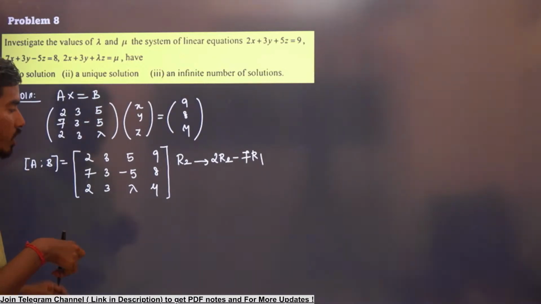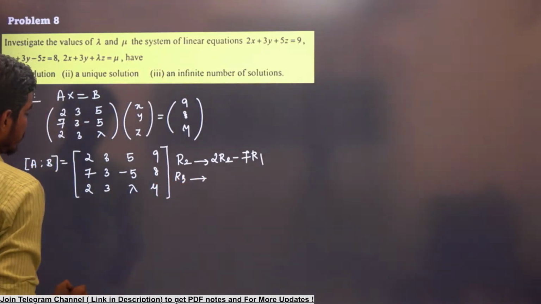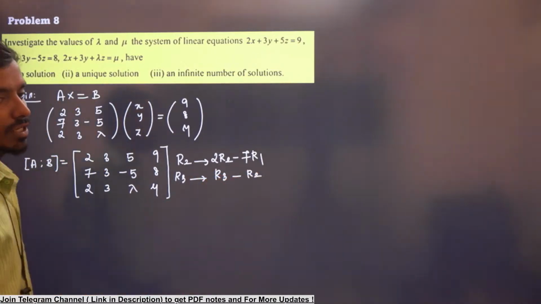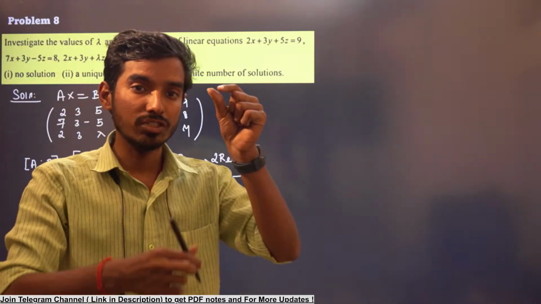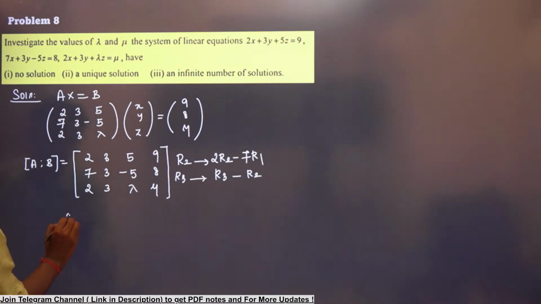Because 2 sevens are 14, 14 minus 14 will be 0. So R3 is transformed to R3 minus R2. For reducing to row echelon form, below the first non-zero element of the first row, every element in the corresponding column has to be 0. So therefore, this matrix is equivalent to 2, 3, 5, 9.